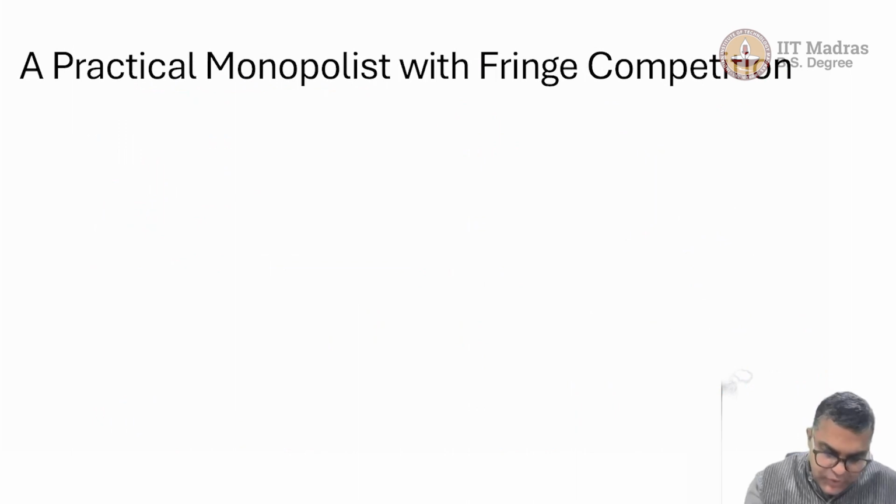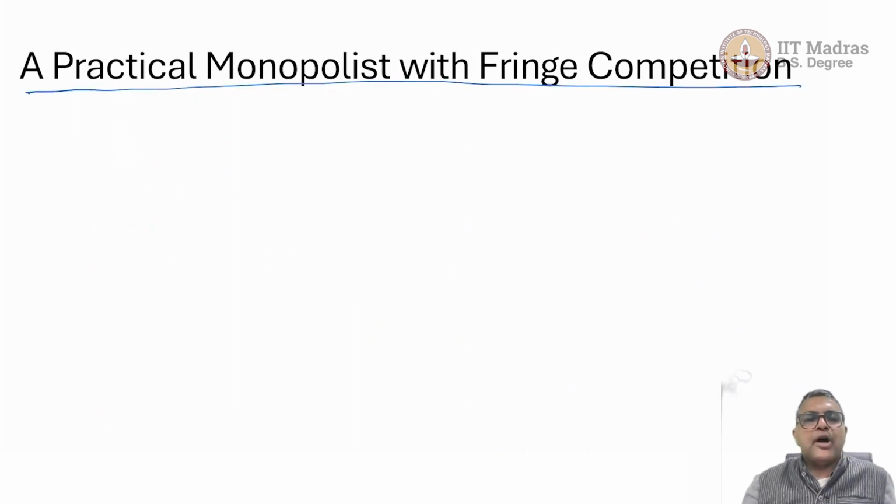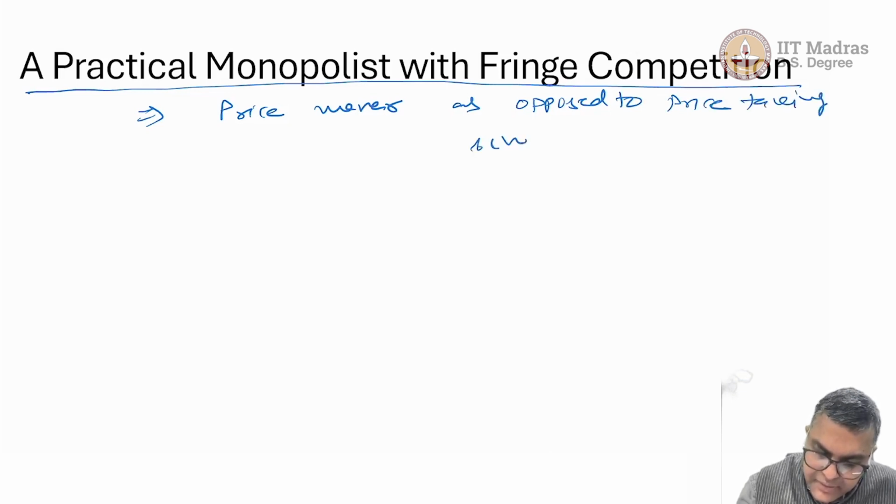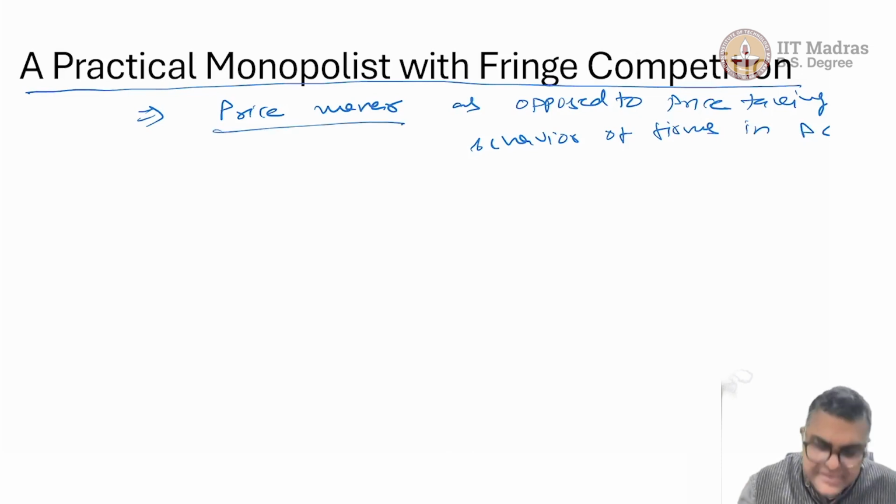Let us move further. In the very beginning, we talked about the monopolist meaning there is only one seller and there are many buyers, but in practice it's difficult. So now we have learned another, the most important characteristic that the monopolist has: it is a price maker, as opposed to the price taking behavior of firms in a perfectly competitive market.